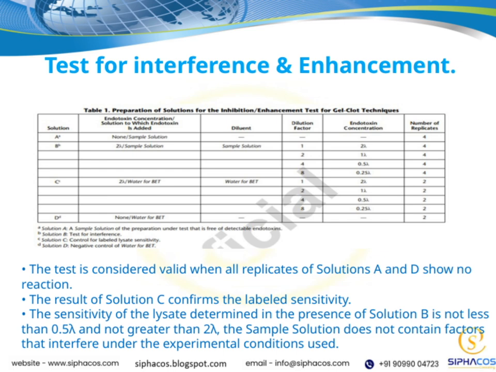Finally, when we look at the sensitivity of the lysate in the presence of solution B, it should fall within a specific range, not less than 0.5 lambda and not more than 2 lambda. This range ensures that our sample solution isn't affected by interfering factors under the experimental conditions we've used. All these points tie into the broader theme of ensuring the reliability and accuracy of our testing process, especially when assessing potential interference and enhancement effects. It's about confirming that our test is not only sensitive, but also specific and free from interference.